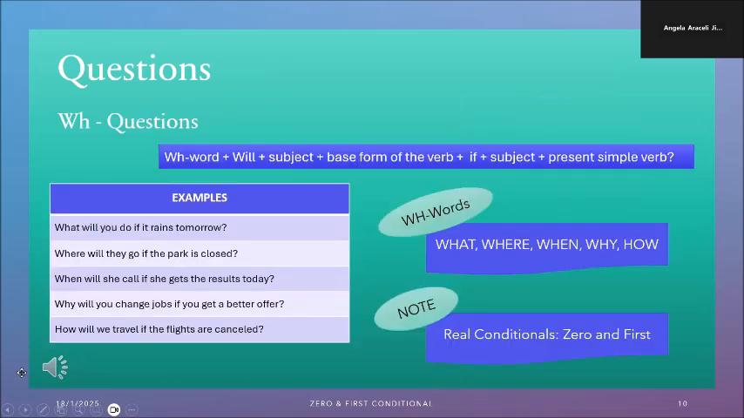Creating WH questions in the first conditional involves incorporating a WH word like what, where, when, why, or how into the structure of first conditional sentence. These questions are used to ask about specific details regarding a future situation that is considered likely or possible.